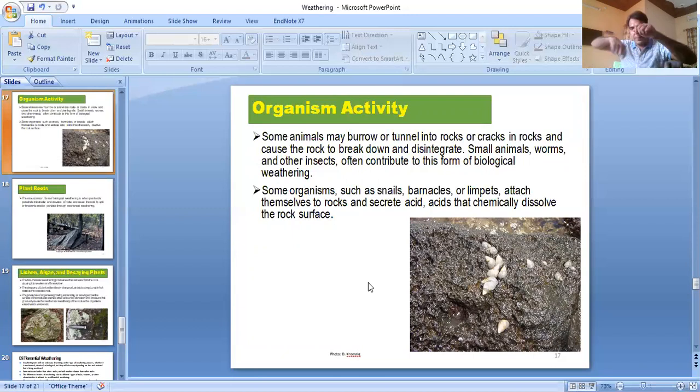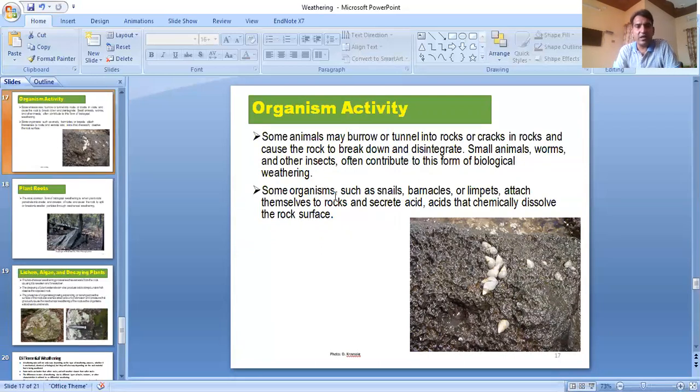When they are burrowing, they scratch the rock, and because of that the rock breaks. Small animals such as worms and other insects often contribute to this form of biological weathering. Similarly, you can take the example of a dog, a rabbit, a squirrel, a snake, or worms. They go inside a lane and make their homes, or hide there. Because of their activity, they weather the rocks.